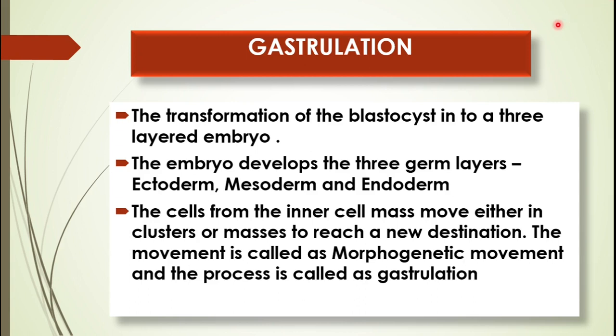Following which, another group of cells may now detach from the inner cell mass and move into the blastocele outer to the endoderm, resulting in the formation of the mesoderm. And finally, all the other cells of the inner cell mass will consolidate and rearrange themselves to form the last layer outer to the mesoderm, which is the ectoderm. Thus, the three germ layers develop. This kind of movement, where cells move in a blastocyst either in clusters or masses, is known as the morphogenetic movement, and the entire process of transformation is called as the gastrulation.